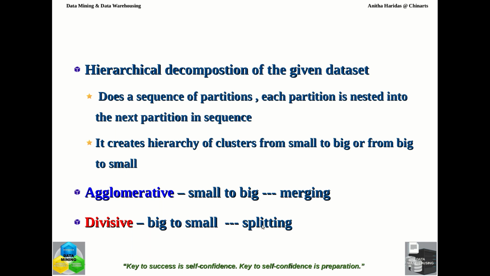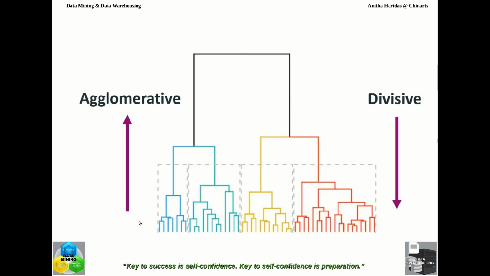So the merging which is done from the smallest data points to big clusters, we call it the agglomerative clustering process. And from big to small, if you do the splitting or decomposition, then we call it the divisive clustering process. So these are the two types of hierarchical clustering. One is agglomerative, the other one is divisive. Two types of hierarchical clustering.